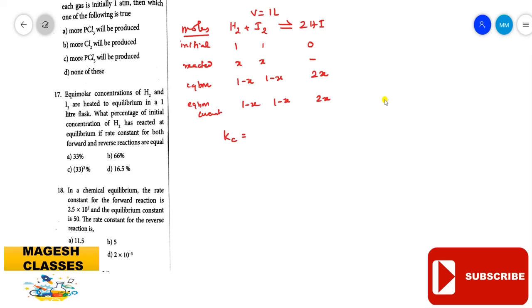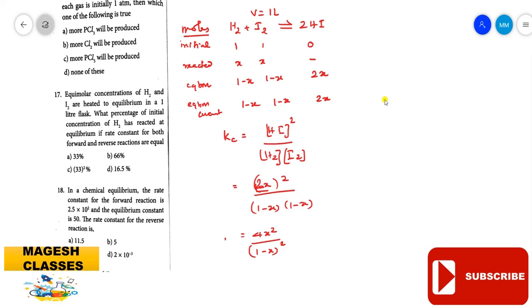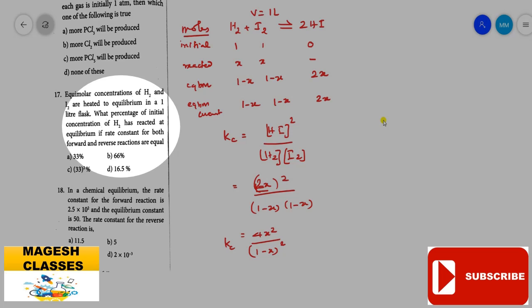Writing Kc for the hydrogen iodide reaction, it is the concentration of HI power 2 divided by the concentration of hydrogen into the concentration of iodine. By substituting, you get HI concentration 2X, so (2X) power 2 divided by (1 minus X) into (1 minus X). This is equal to 4X square divided by (1 minus X) square. This is Kc. Kc is given in the form of the rate constants, since the rate constants for both forward and reverse reactions are equal.